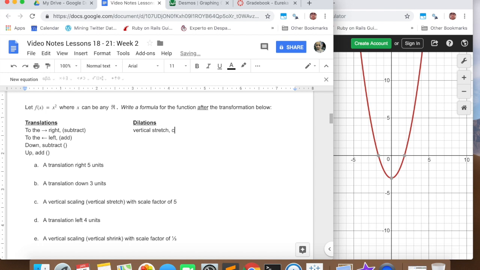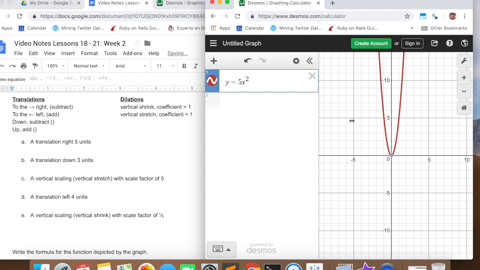And the dilations can either be vertical stretches or they can be vertical shrinks. They can also be horizontal, and we'll talk about that a little bit later, but so far you only know about vertical stretches and vertical shrinks. We know that it's going to be a vertical stretch when your coefficient is larger than 1, and it's going to be a vertical shrink if the coefficient is less than 1.